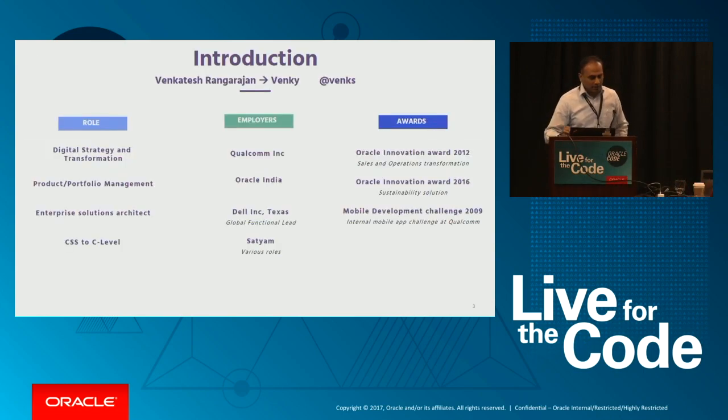So something about me, my role is I kind of do many things at Qualcomm, but primarily driving the digital strategy at Qualcomm. Build solutions that help us automate things and onboard customers and make things self-service. I'm involved in pretty much every aspect of the application, right from CSS to C-level presentation. What that means is you got to be a full-stack developer nowadays, and you have to be involved in every aspect of the project to be successful. So that's kind of my role.